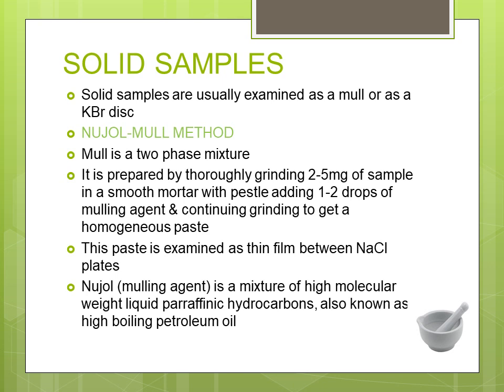It is prepared by thoroughly grinding 2 to 5 milligram of sample in a smooth mortar with pestle, shown in the figure. Then we add to it 1 to 2 drops of mulling agent, that is in the form of liquid. We continue grinding the mixture, and finally we get a homogeneous paste. This paste is examined as a thin film between sodium chloride plates, as I mentioned earlier.